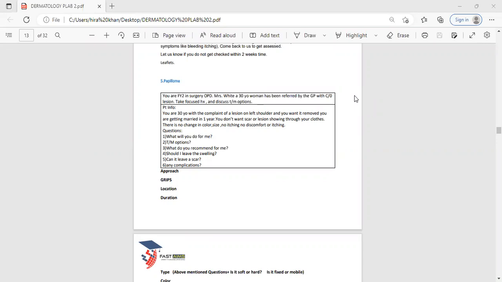The questions will be: what will you do for me? What are the treatment options available? What do you recommend for me? Should I leave the swelling? Can it leave a scar? Any complications? So the approach would be the same.